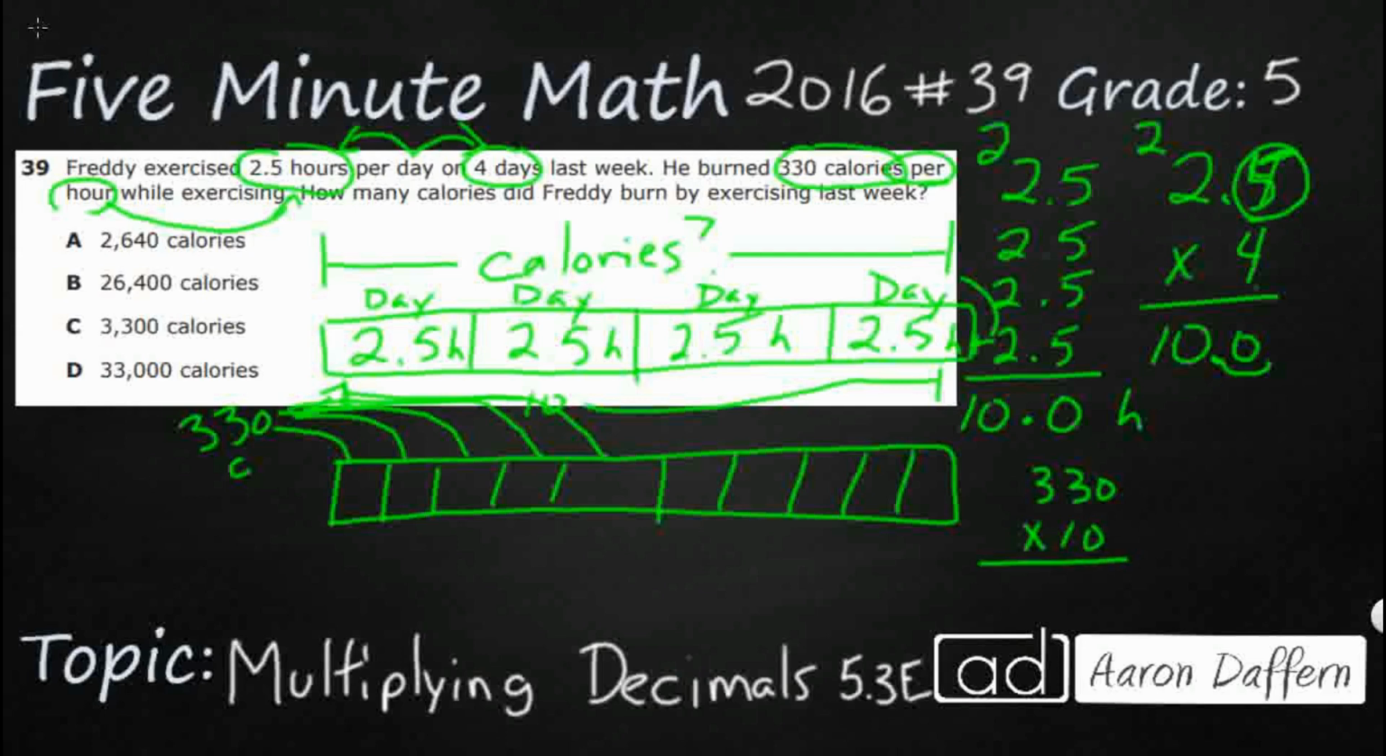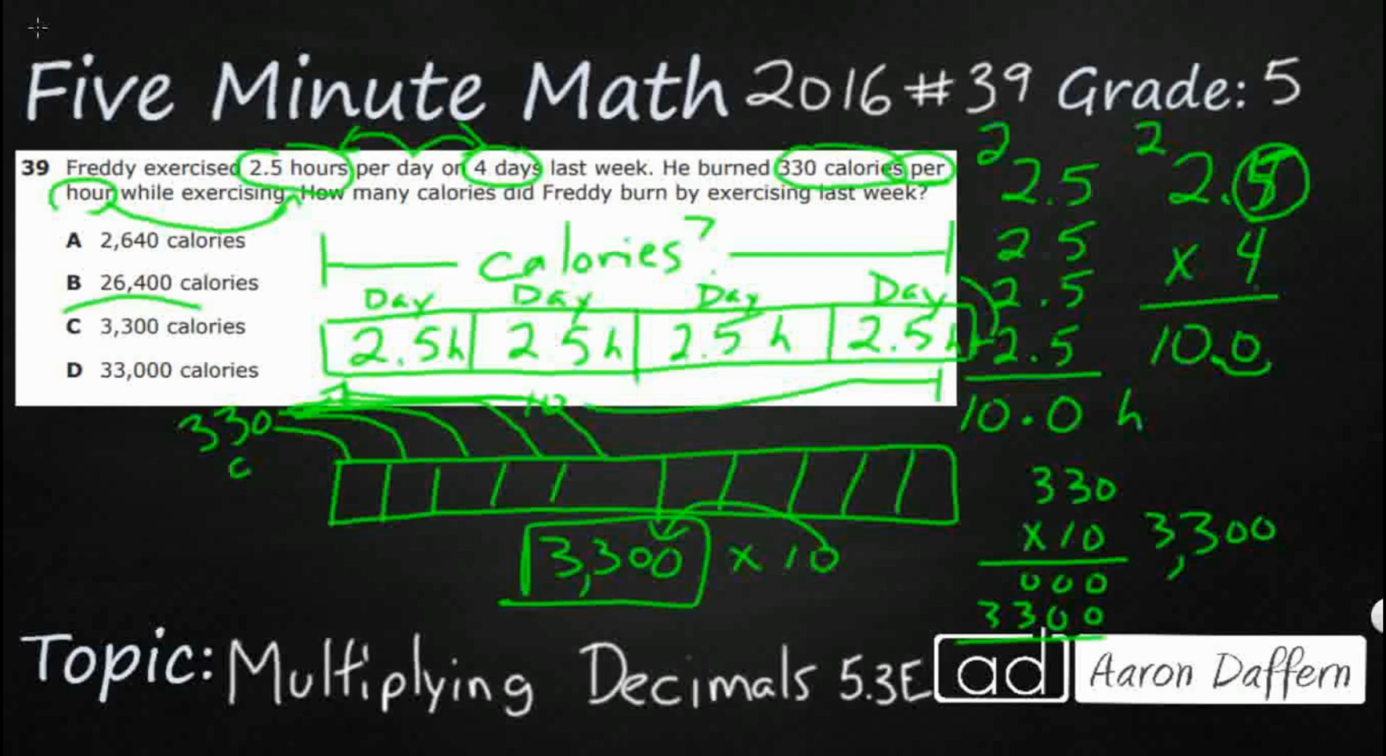We could do it that way. Well, let's go ahead and do it this way. I'll show you a quicker way. 0, so we got 0, 3, 3, and my answer is going to be 3,300. But anything times 10, you just take that base number, 330, times 10. What we're going to do is we're just going to add the 0 to the answer. That's what happens when you multiply by 10. You simply add a 0. Either way, your answer is going to be 3,300 calories, C.